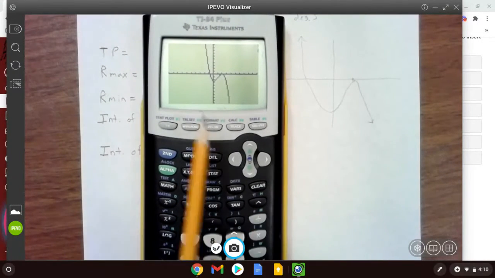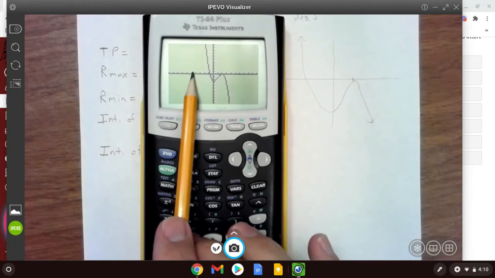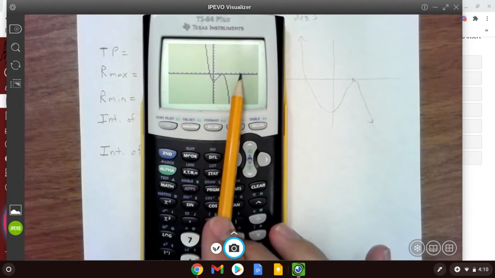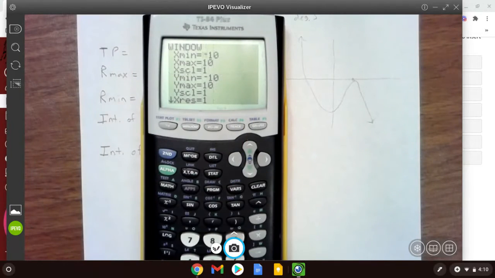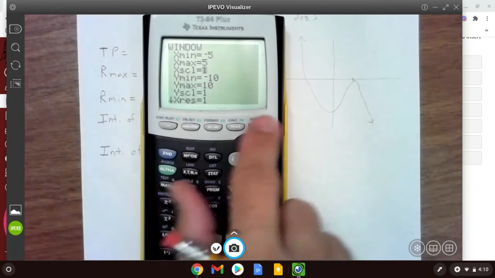All right, so same deal as last time. I'm going to change the x minimum from -5 to 5. That way we're not worrying about all this wasted space. So window, -5, 5, and then we'll graph it.